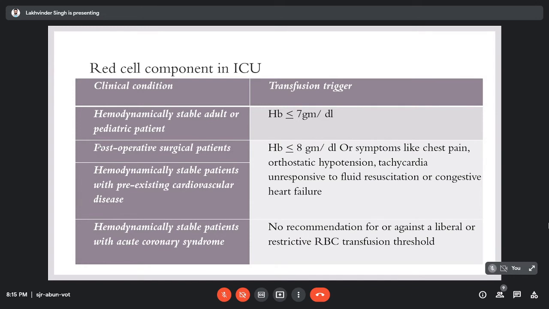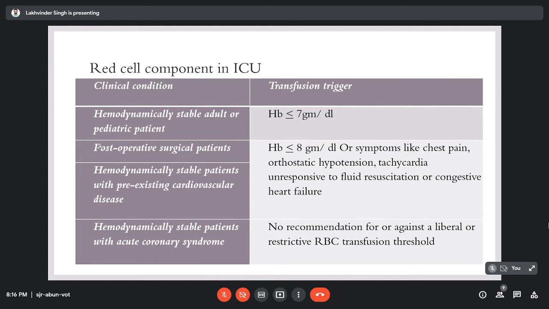But now the patient is in ICU. So in that case, a post-operative surgical patient or hemodynamically stable patient with pre-existing cardiovascular disease, the threshold is 8. Or if the patient develops chest pain, orthostatic hypertension, tachycardia unresponsive to fluid resuscitation, or congestive heart failure.